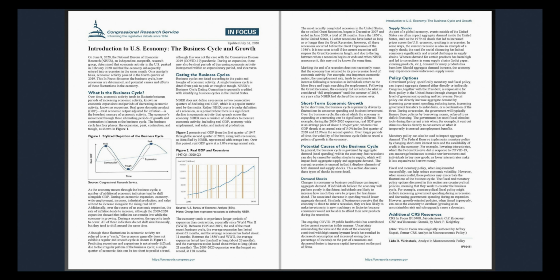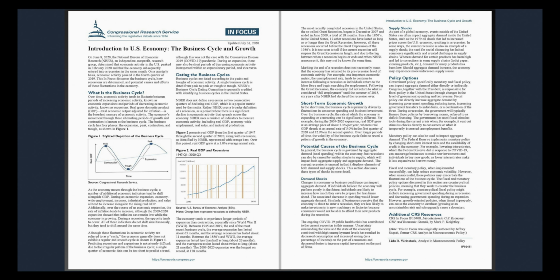NBER uses a number of indicators to measure economic activity, including real GDP, economy-wide employment, real sales, and industrial production. Figure 2 presents real GDP from the first quarter of 1947 through the second quarter of 2020, along with recessions, as identified by NBER, represented with orange bars. Over this period, real GDP grew at a 3.0% average annual rate. Figure 2. Real GDP and recessions, 1947 Q1 to 2020 Q2. Note, orange bars represent recessions as defined by NBER.